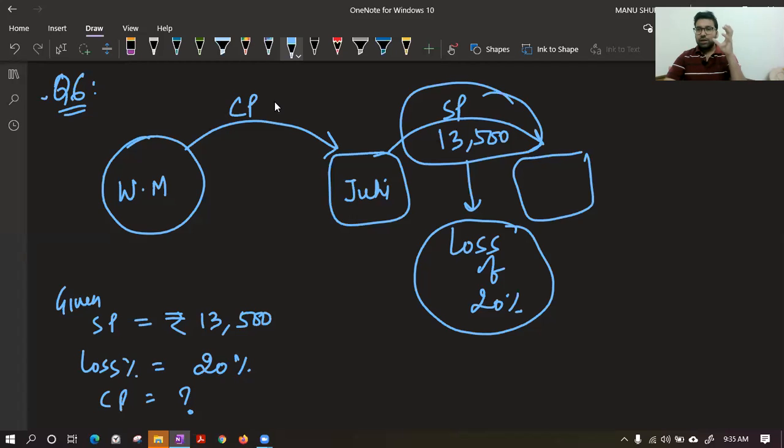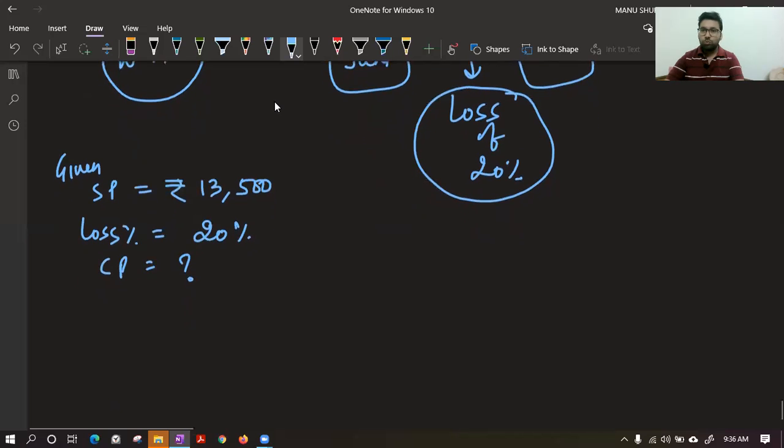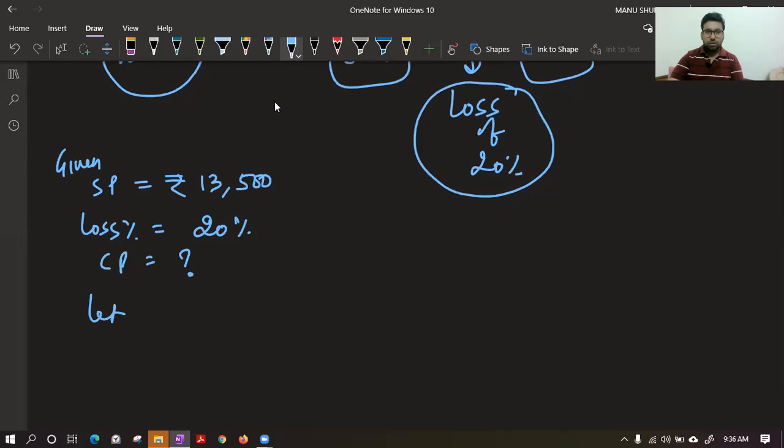Please see. So I've told you the starting is cost price, and from cost price we get the selling price. In the questions where we were finding selling price, there was no issue because we had the starting point. But in this question, we don't know the starting point itself. So we have to take something. So we will assume the starting point. Let cost price equal to rupees X.